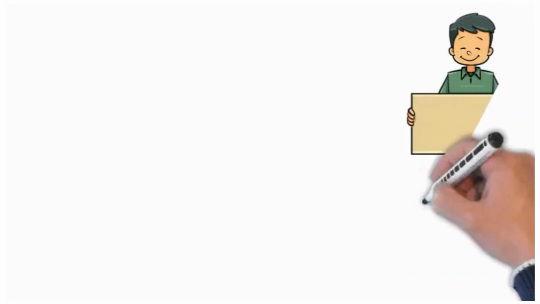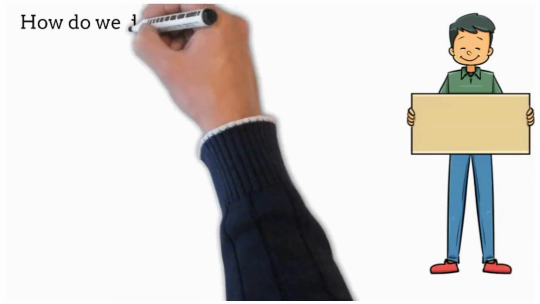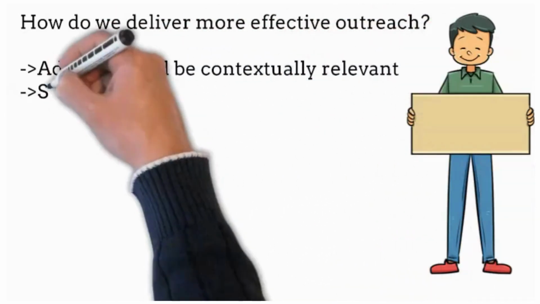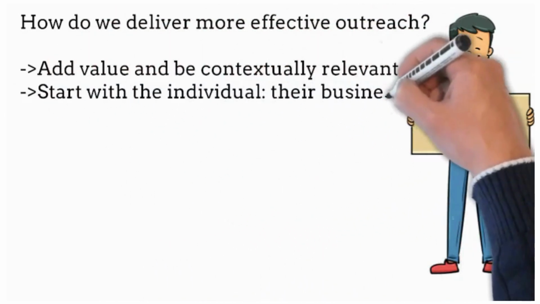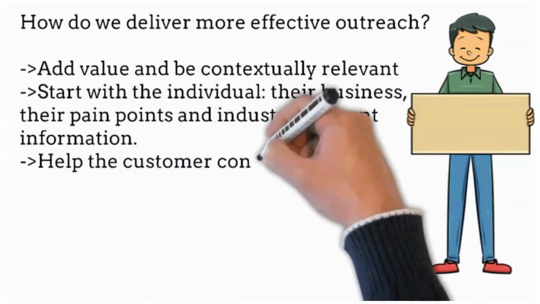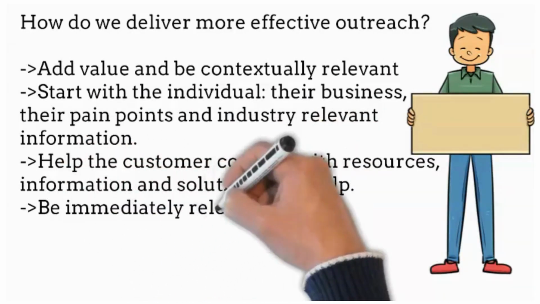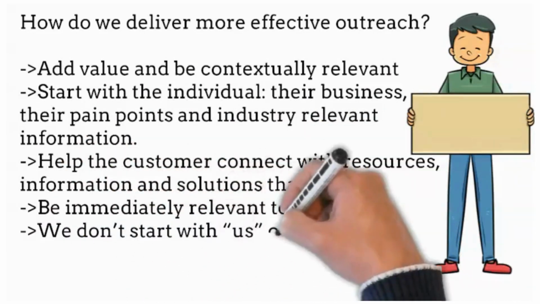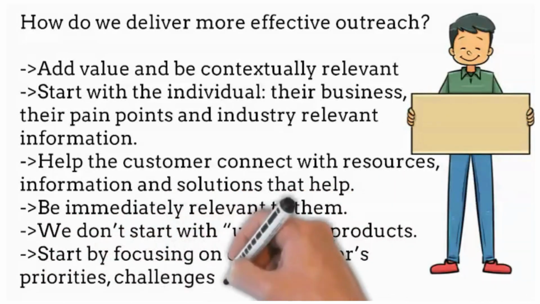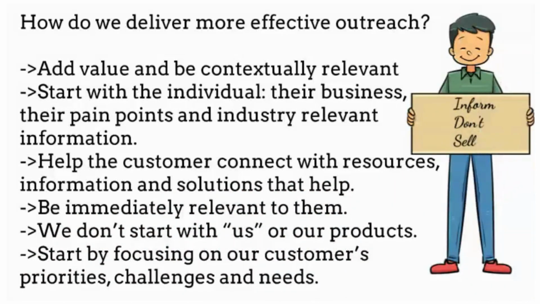If you're thinking about how do we deliver more effective outreach, get out of character as a seller. Try this. Add value, be contextually relevant. Start with the individual you're selling to, their business, their pain points, and industry relevant information. Help the customer connect with the resources, information, and solutions that help. Be immediately relevant to them from the first outreach. We don't start with us or our products. Start by focusing on our customers' priorities, challenges, and needs.